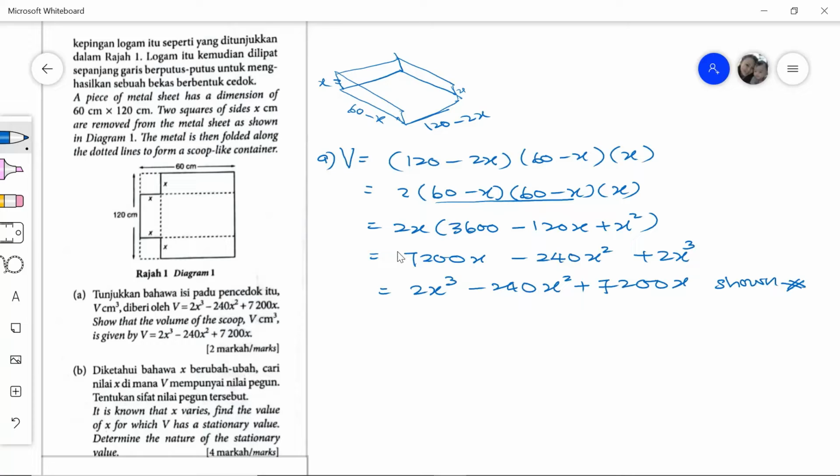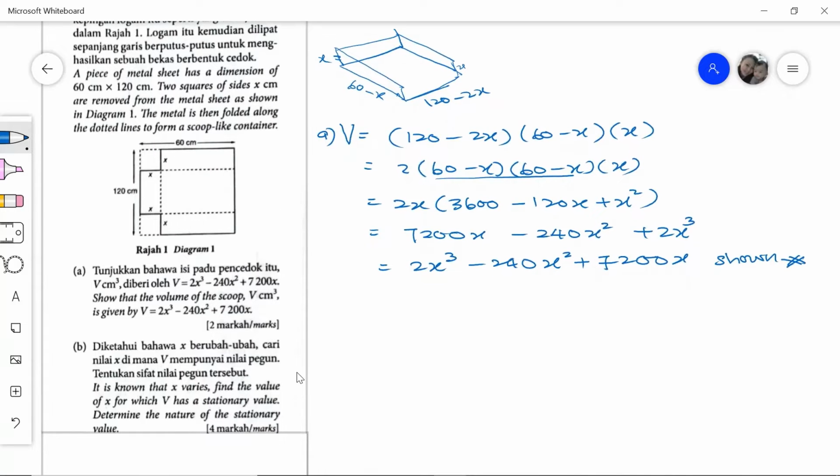And part B, it is known that x varies. That means x keeps changing. We have to find the value of x for which V will have a stationary value, and we have to determine the nature of the stationary value. So how do we do it? Stationary value, in other words, turning point. V has a turning point when dV by dx equals 0.